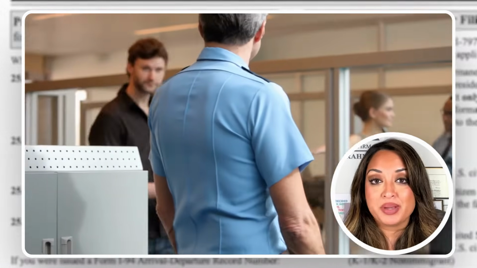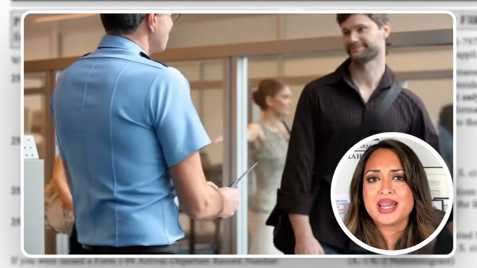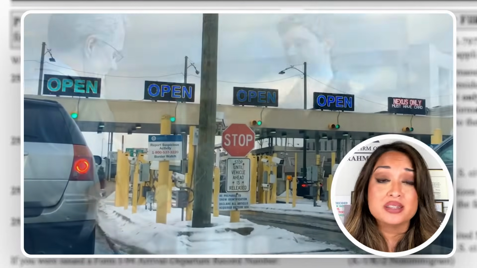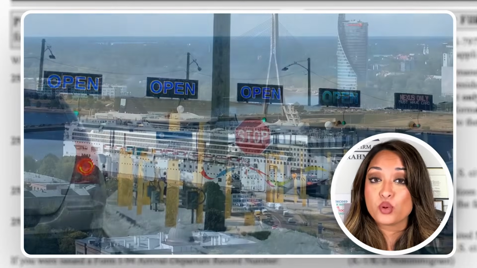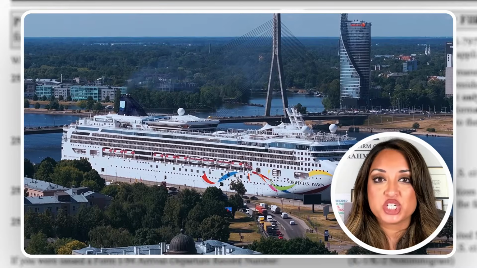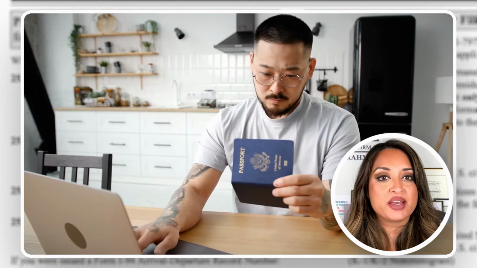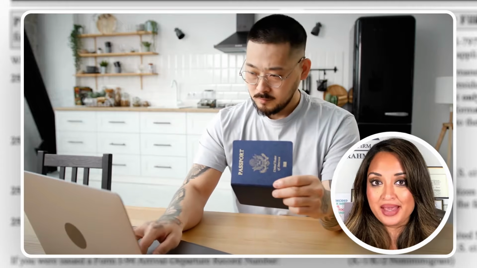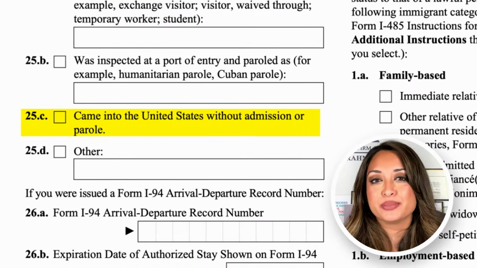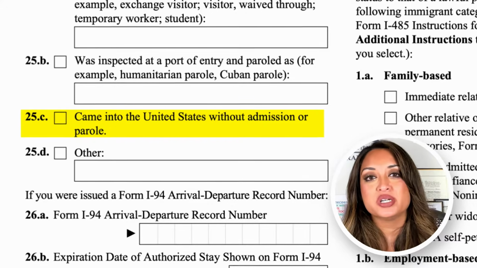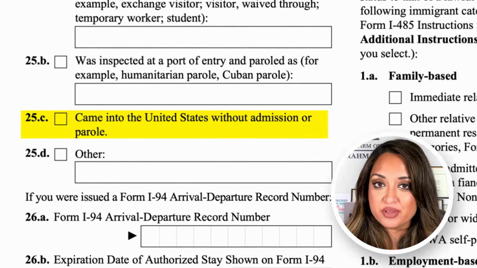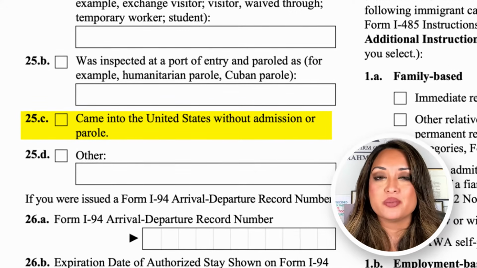But to explain some basic things, a port of entry is anything like an airport or a land checkpoint, or even sometimes ports of entry that are for ships and cruises. Whether you were admitted or paroled in would usually be found directly inside your passport. And if you evaded all immigration laws and you crossed the border illegally, then you would not have been inspected and you would have entered without admission or parole.